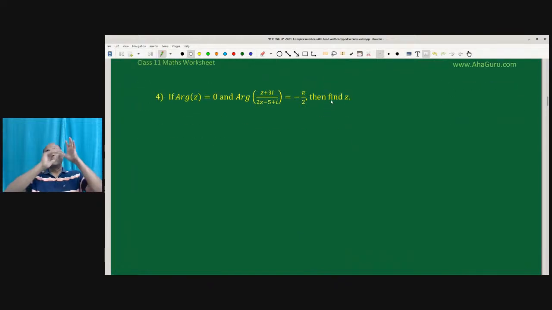Argument of Z is 0. What does argument of Z being 0 mean? Think about the complex plane. These numbers do not have argument 0. Only these numbers have argument 0.